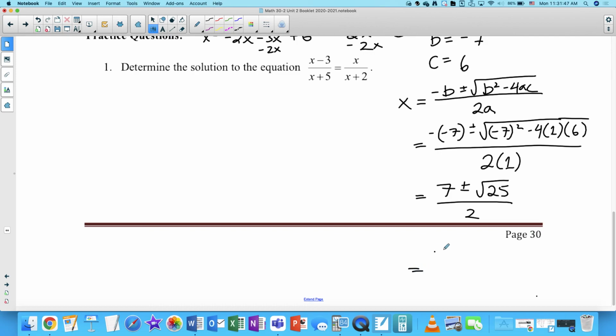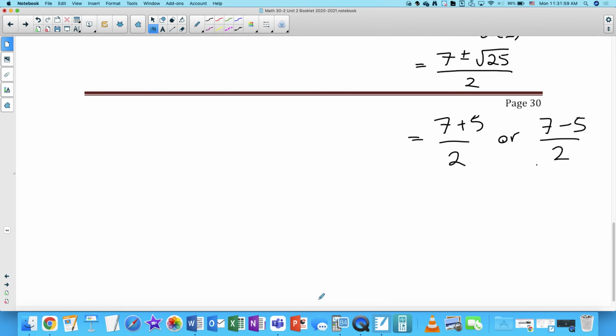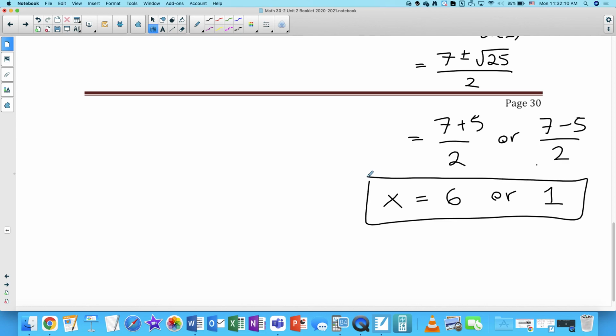Okay, so 7 plus 5 is 12 over 2, which is 6. Or 7 minus 5 is 2 over 2, which is 1. So x equals 6 or 1. Okay, are we done? What's the last thing we got to do? Check non-permissibles, yeah. And in this case, I believe we're okay. Yes, so we're good. Those are the answers.